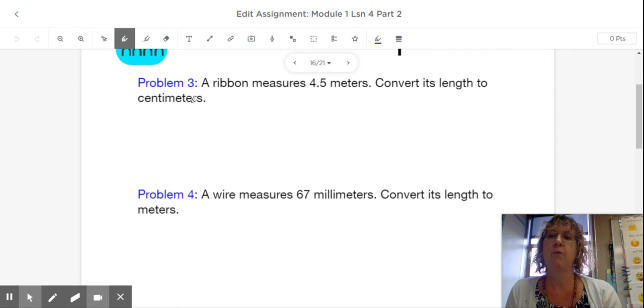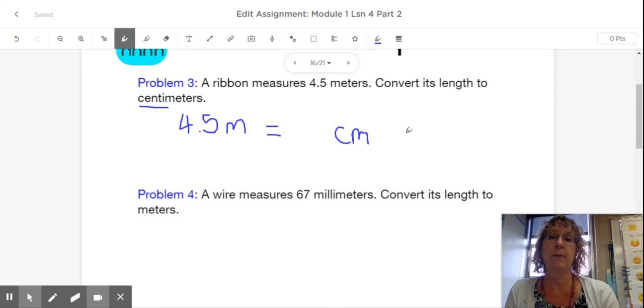A ribbon measures 4.5 meters, and we want to convert it to centimeters. Now, are we going from horse to fly or fly to horse? We're going from horse to fly, so we're going to multiply. And centi tells us we're going to multiply by 100. 4.5 times 100. Right? If I said 4 times 100, it would be 400.